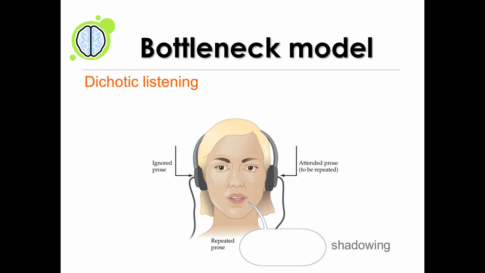The dichotic listening task was developed many years ago, and essentially an individual wears headphones, and there are two messages. One message is played in the left ear, and another message is played in the right ear. Let's pretend the one in the left ear is the ignored message. That is the one an individual is supposed to ignore, the unattended message. The one in the right ear is the attended message, okay? So you get an unattended message and the attended message.